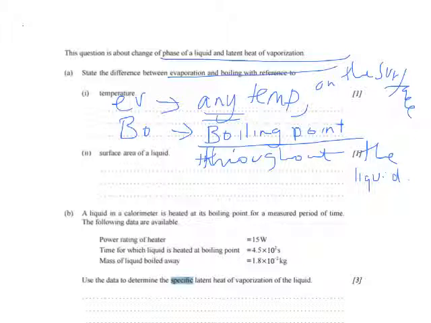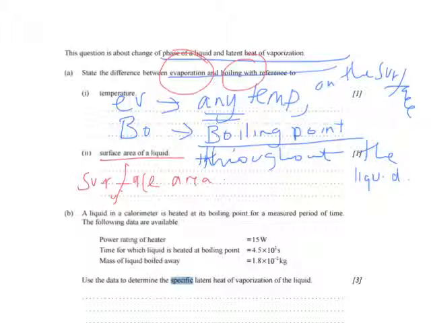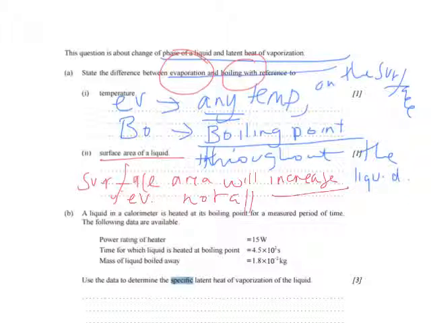State the difference between evaporation and boiling with reference to surface area of liquid. Now you actually need to say, how does this affect evaporation and boiling? And you needed to say that surface area will increase evaporation, but not affect boiling. I think with most of you, you misunderstood the question. So what is specifically going to be the effect of increasing this one?